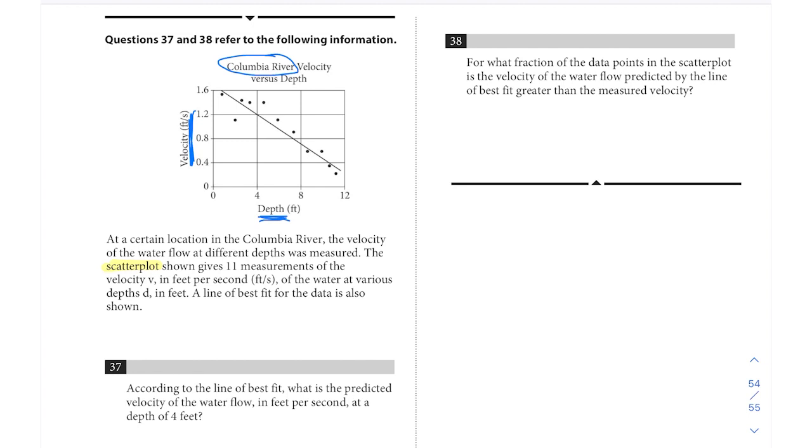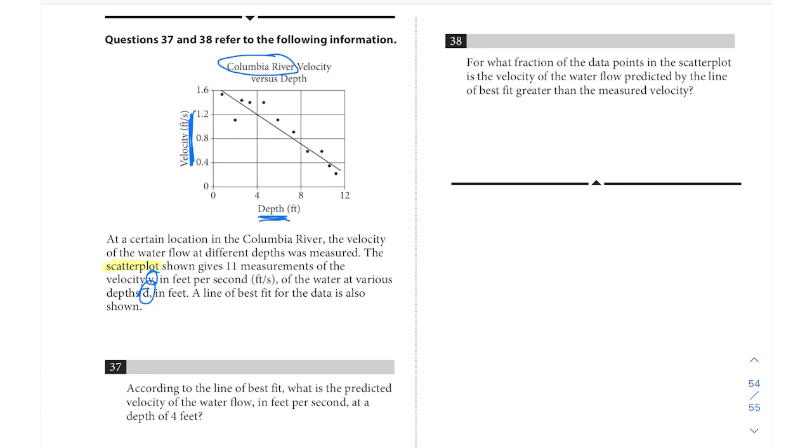And that's what they describe here. It says at a certain location in the Columbia River, the velocity of the water flow at different depths was measured. The scatter plot shown gives 11 measurements of the velocity v in feet per second of the water at various depths d. So they define our variables for us here, and it says a line of best fit for the data is also shown. According to the line of best fit, what is the predicted velocity of the water flow in feet per second at a depth of 4 feet?